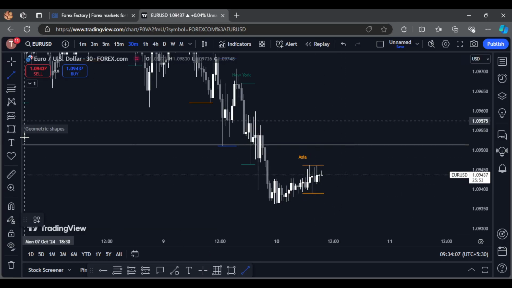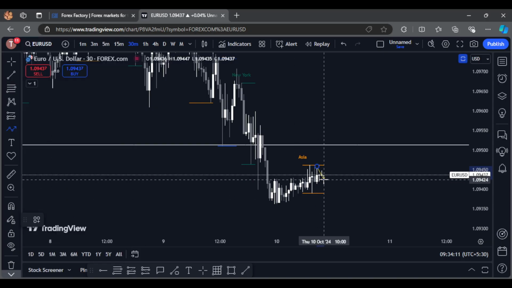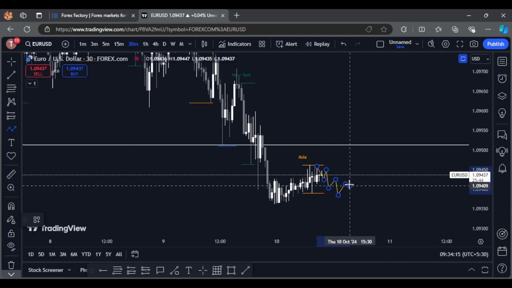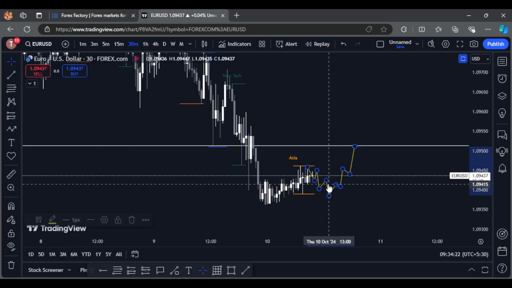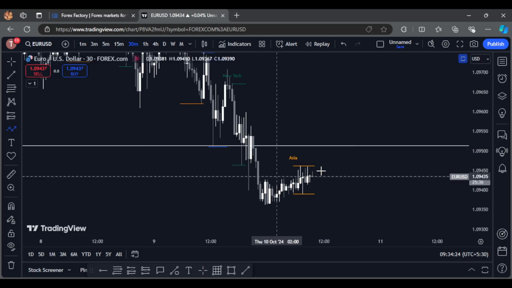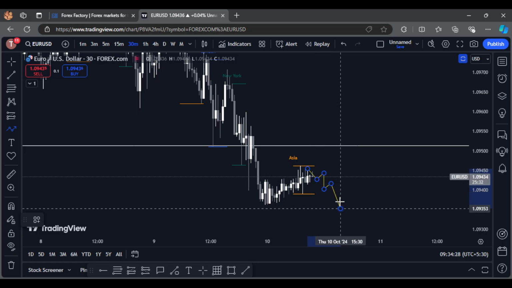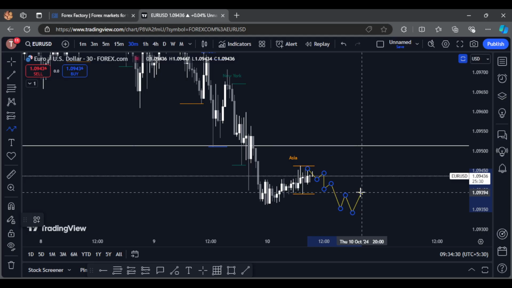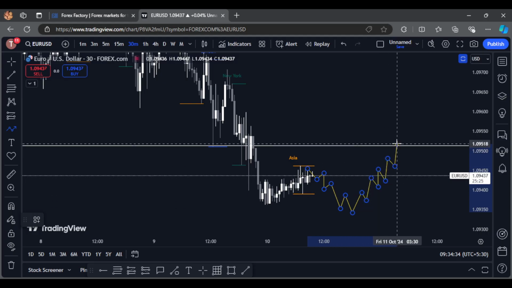I'll be marking the scenarios. That is, we can possibly come down to take the Asia low, and then we can possibly go up to mitigate this level. Otherwise, the other scenario we have is that we can come down all the way down to take this low, and then we can possibly go up to mitigate this area.